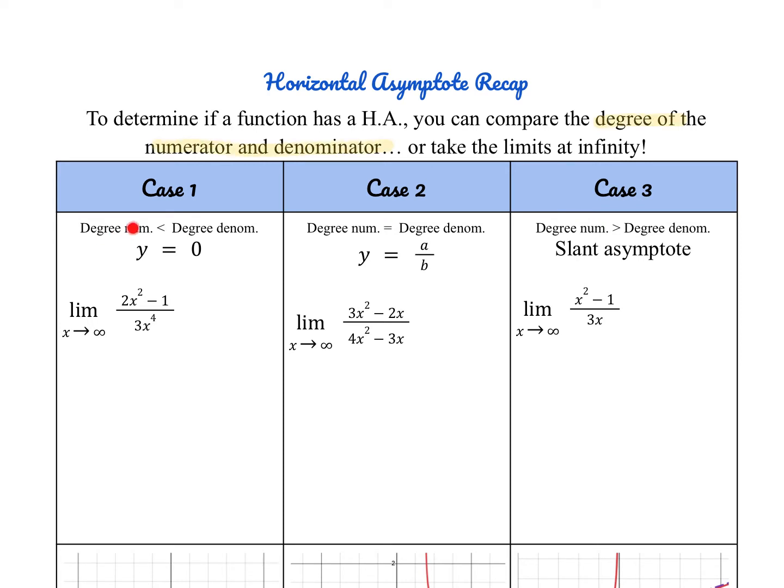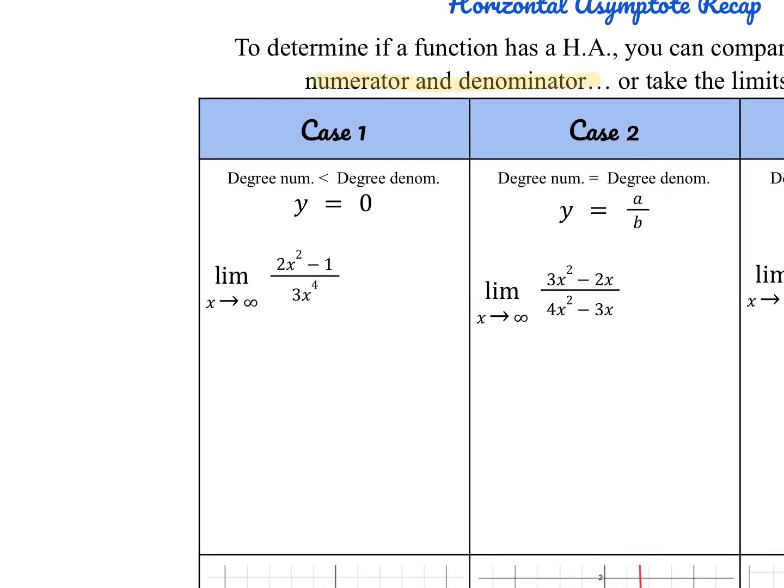So remember, if the degree of your numerator is less than the degree of your denominator, so that would be the first case, we know that our horizontal asymptote will be y equals 0, because essentially you're just dividing by a much larger value than you have in the numerator, and when your denominator is larger, you're dividing by that larger number, that value is just going to get closer and closer to 0. So you can memorize that rule.